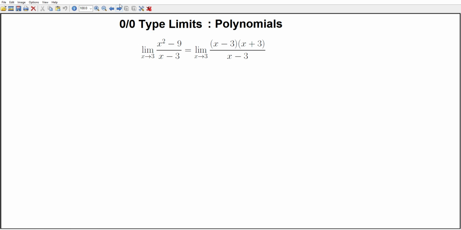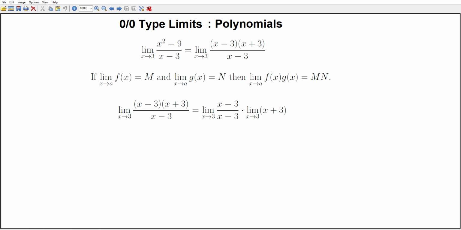Now what we're going to do is we're going to regroup. And we're going to use the fact that the limit of a product is the product of the limits. And there's no problem here about zeros. So we write the limit as x goes to 3 of x minus 3 times x plus 3 over x minus 3 as the limit as x goes to 3 of x minus 3 over x minus 3 times the limit as x goes to 3 of x plus 3.